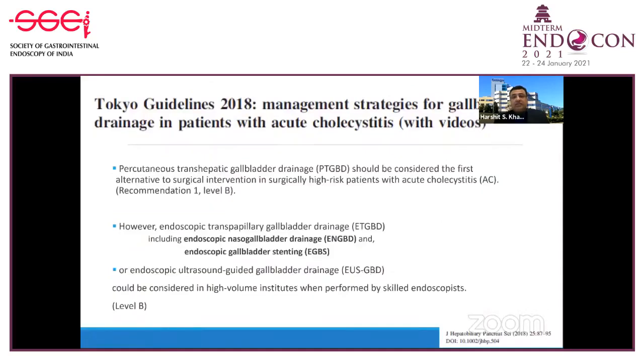So as per the Tokyo consensus guidelines for the management strategies for gallbladder drainage in patients with acute cholecystitis, a percutaneous transhepatic gallbladder drainage should be considered first as an alternative to surgical intervention in these high-risk surgical patients. However, they do include an endoscopic transpapillary gallbladder drainage as an alternative to PTGBD. Now, the endoscopic transpapillary gallbladder drainage would include a nasogallbladder drainage or a endoscopic gallbladder stenting.